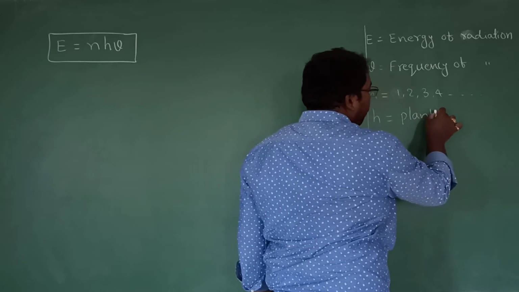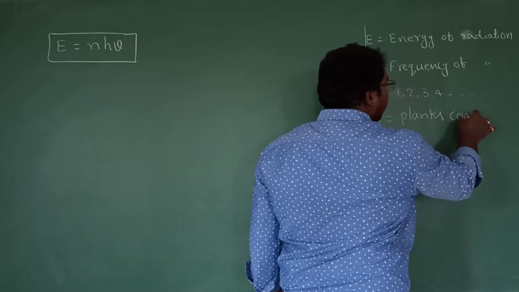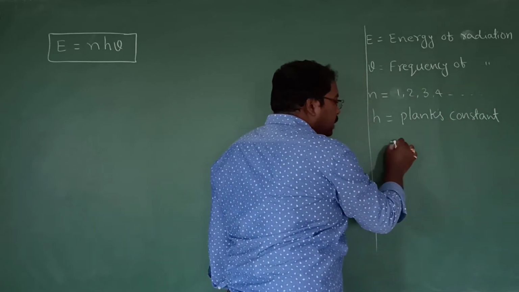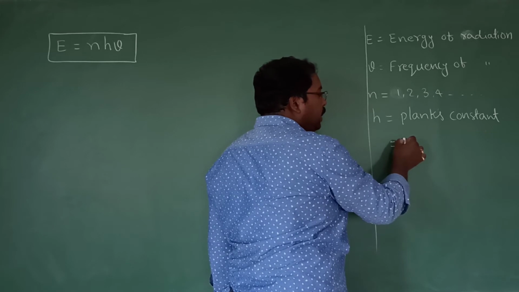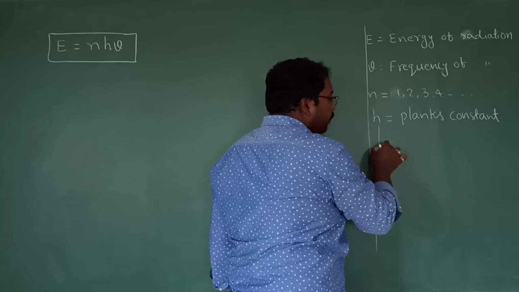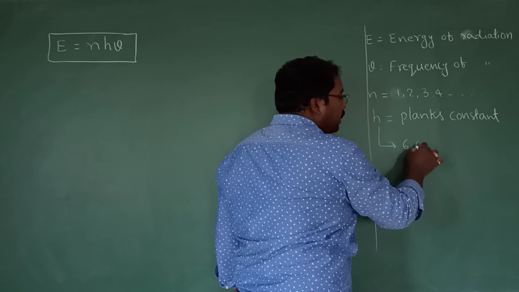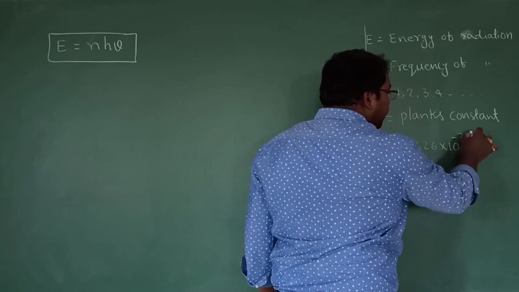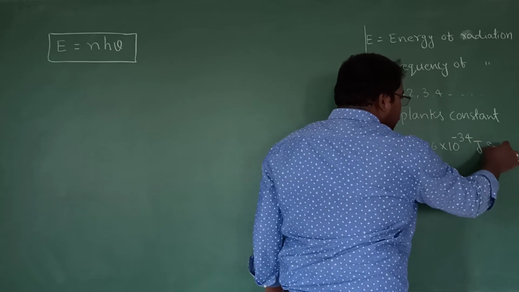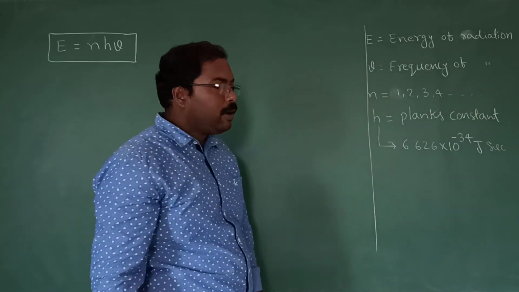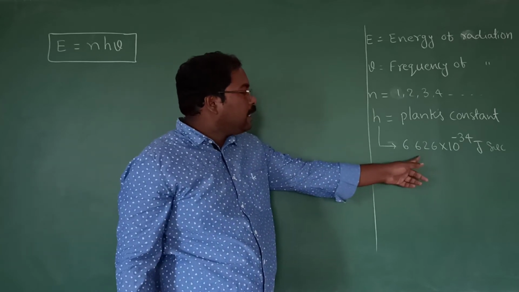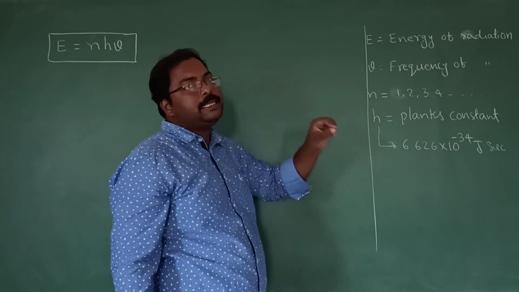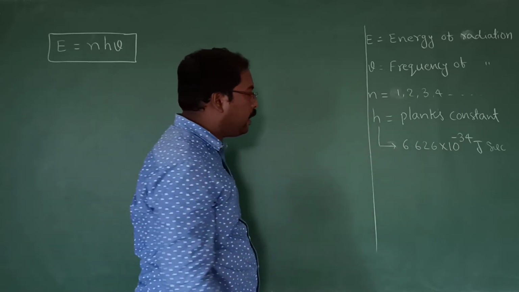H means Planck's constant. We should remember the value of Planck's constant. How much is the value of Planck's constant? Its value is 6.626 into 10 to the power minus 34 joule second. Okay? The value of Planck's constant is 6.626 into 10 to the power minus 34 joule second.